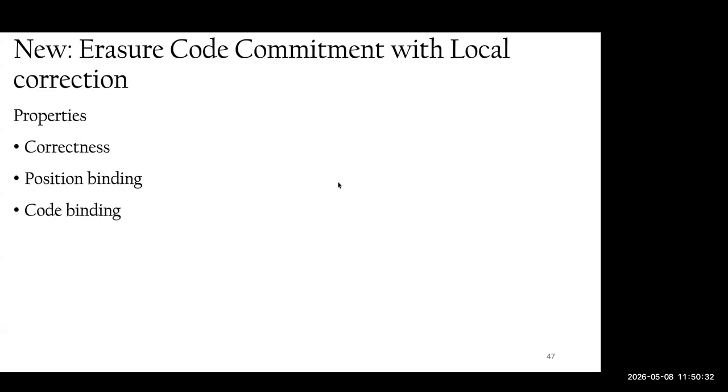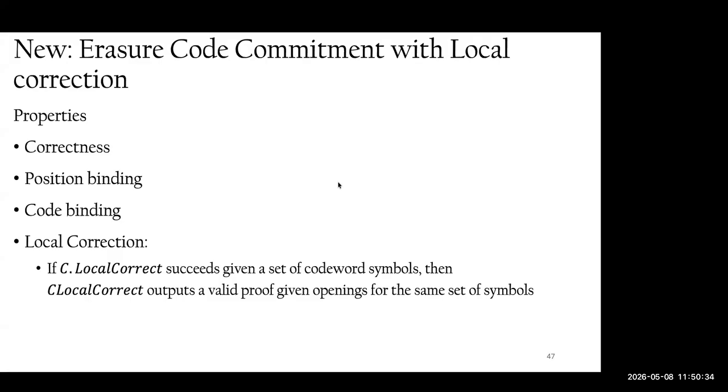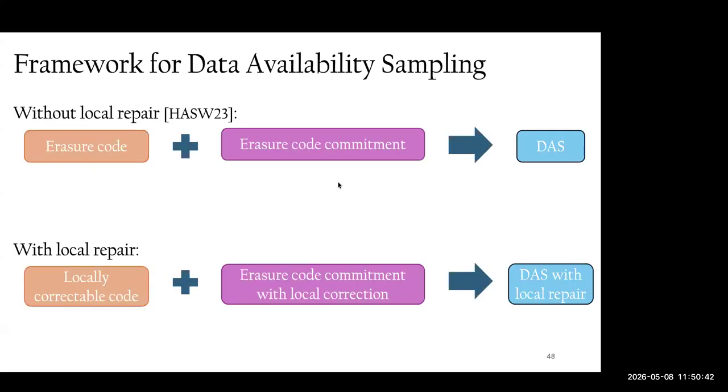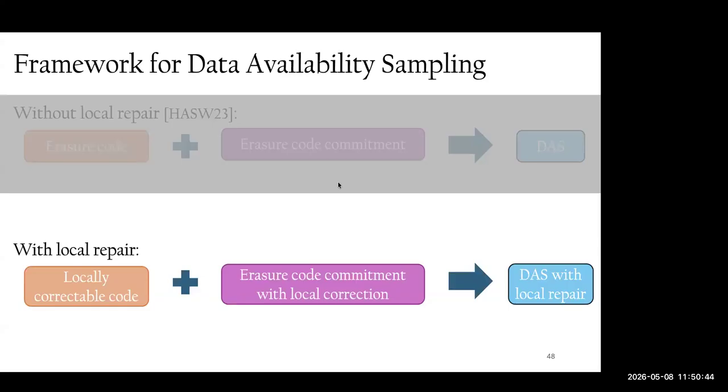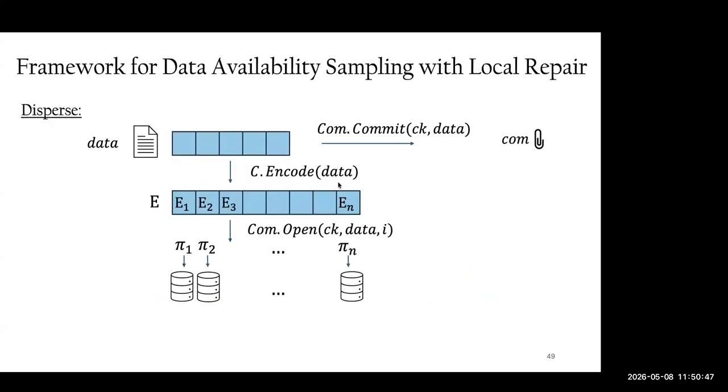Oof, I should rush now. In terms of properties, we define something called local correction, which says the same thing: if I can repair the code, I should also be able to repair the commitment. It's always the same indices that you need? Yes, that would be ideal. If it was different indices, I'd be doing double the work on the network, because I'd have to ask, say, 1 and 5 for the symbol and 2 and 7 for the proof. So ideally it should be the same set of symbols.